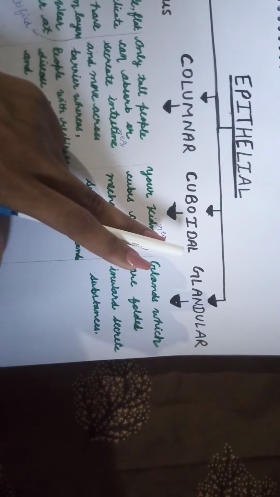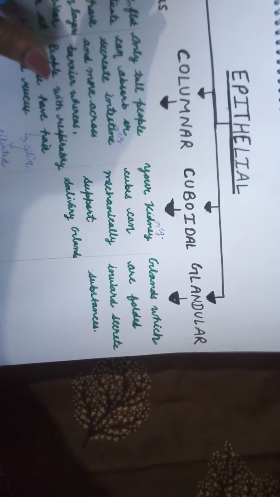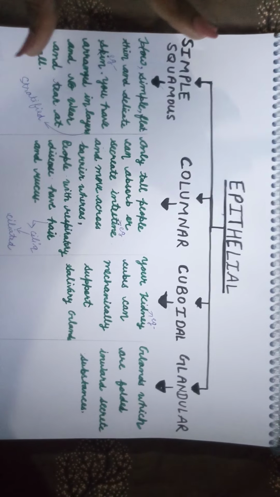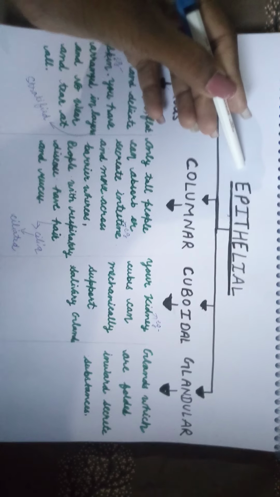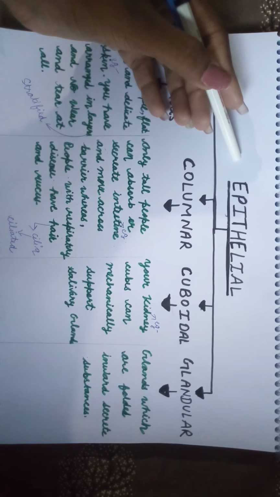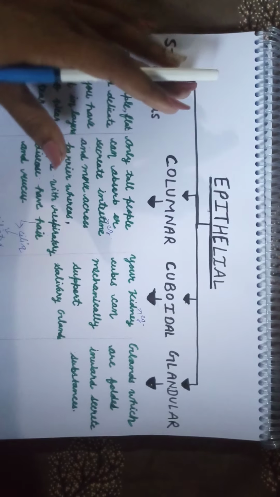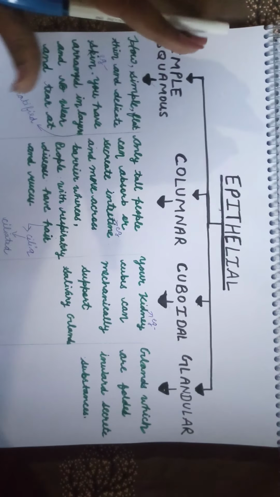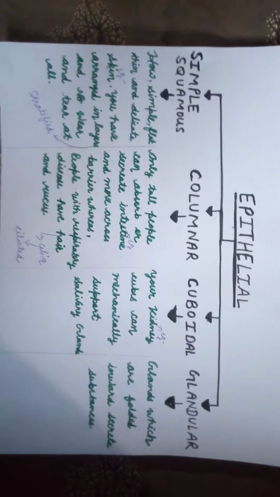So if you recall simple squamous, columnar, cuboidal and glandular, you can remember all the characteristics of the four different types of epithelial tissue. Epithelial tissue is a kind of animal tissue. And these four tricks help you remember simply and quickly.